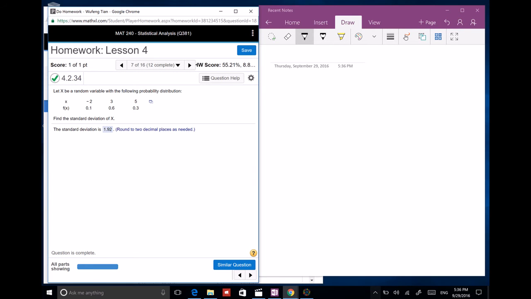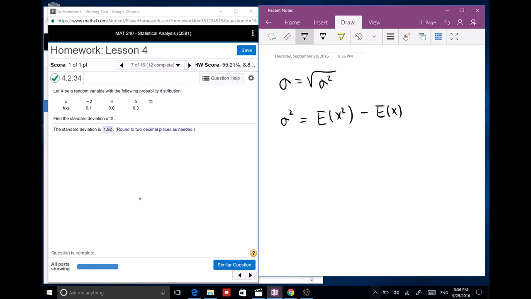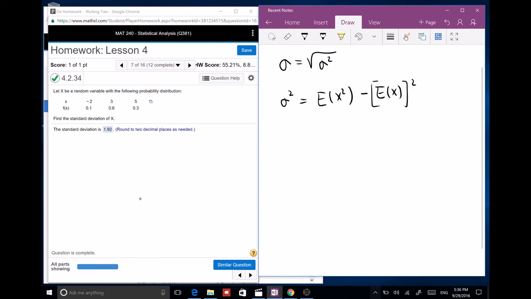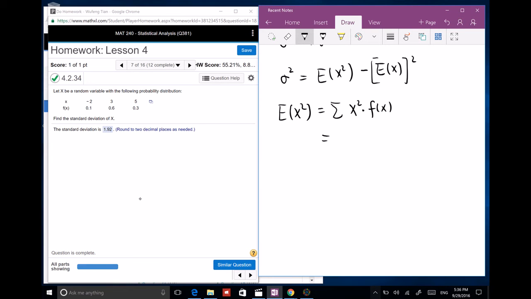And question 7, standard deviation. Standard deviation is sigma equals the square root of sigma squared. You know that. But first we know sigma squared equals E of x squared minus E of x, squared. They're different, okay? So first we need to find E of x squared. E of x squared equals x squared times f of x. So negative 2 squared is 4 times 0.1, plus 3 squared is 9 times 0.6, plus 25 times 0.3.